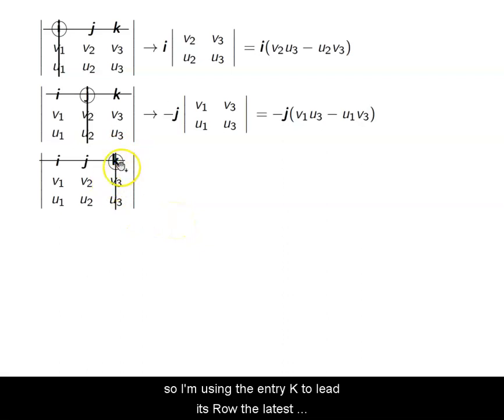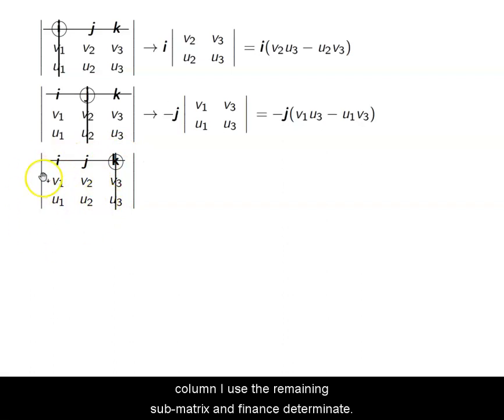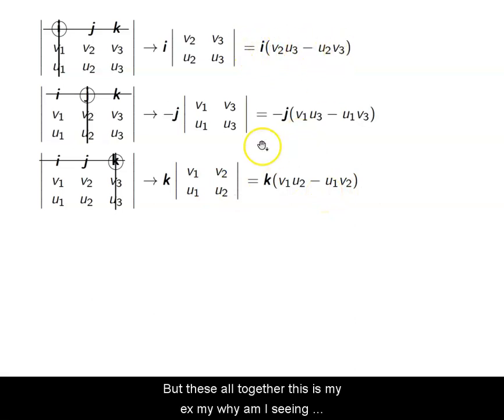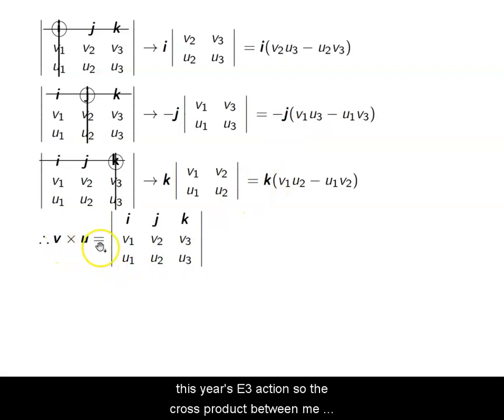So I'm using the entry k, delete its row, delete its column. I use the remaining submatrix and find its determinant. v1, u1, v2, u2, right? So that'll be k times v1, u2 minus u1, v2. Okay. Put these all together. This is my x, my y, and my z, right? Because the i vector represents x, the j vector represents your y direction, and k represents your z direction. So the cross product between v and u is the determinant of this form every single time.